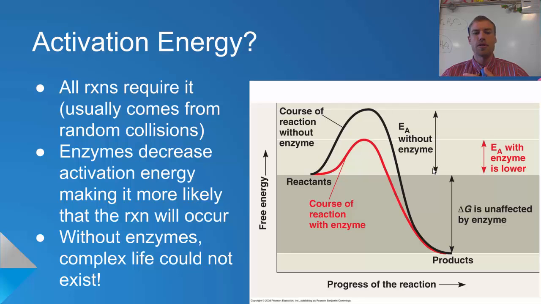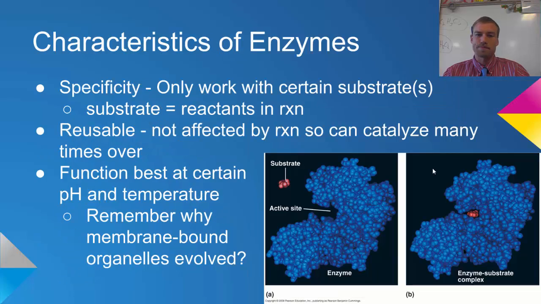So what enzymes do is that they decrease the activation energy, therefore making it much more likely that the reaction is going to occur. And without enzymes, complex life could not exist. Your mitochondria without enzymes would not be able to produce enough ATP for you to survive. It's just not possible. So it's pretty important that we have these enzymes.